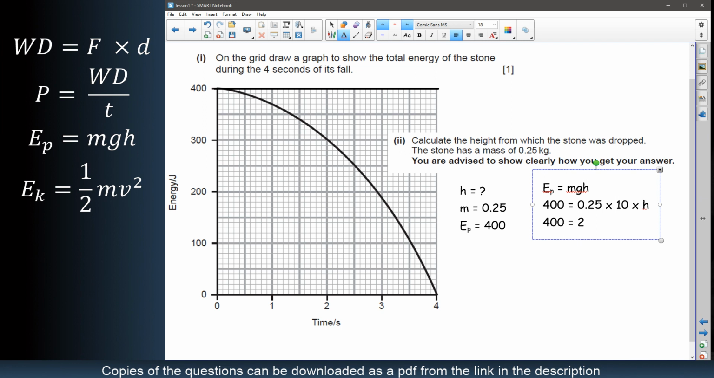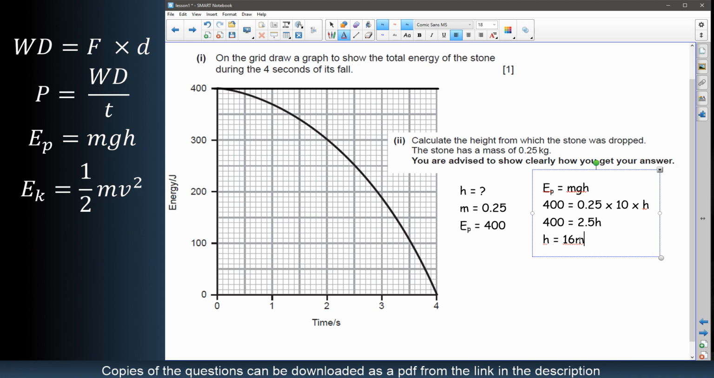So that becomes 2.5h. So we divide both sides by 2.5. So you grab your calculator on that one. You do 400 divided by 2.5, which is what? 40816. So h equals 16 meters. If anybody's got a calculator handy, just check that. I think that's right.